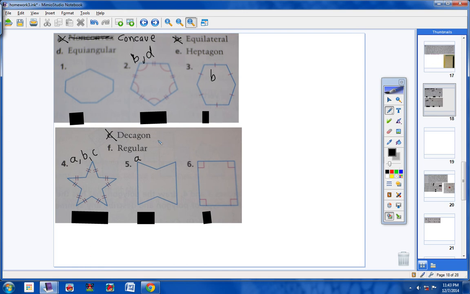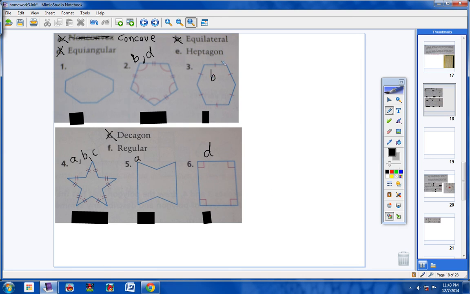Not here, not here, not here. Here, all of the angles are congruent. So D. Okay? Now let's go on to E, heptagon. Now think about what is a heptagon. A heptagon is a 7-sided figure.